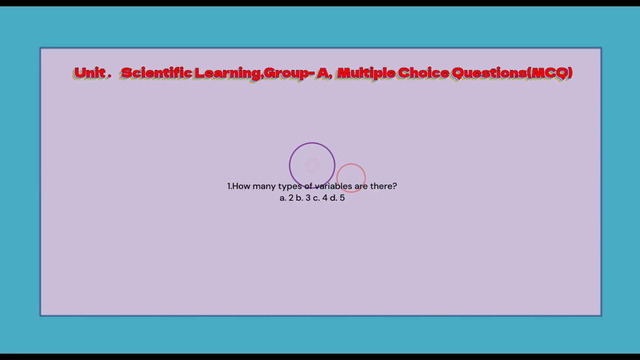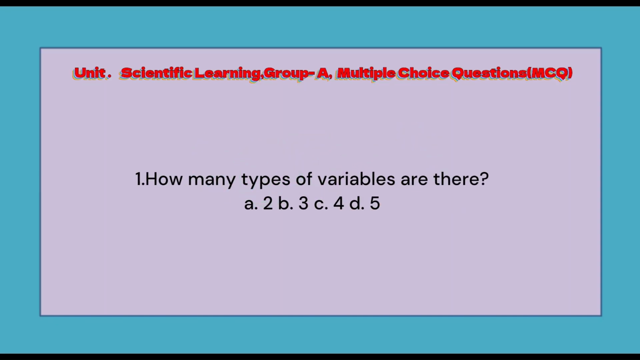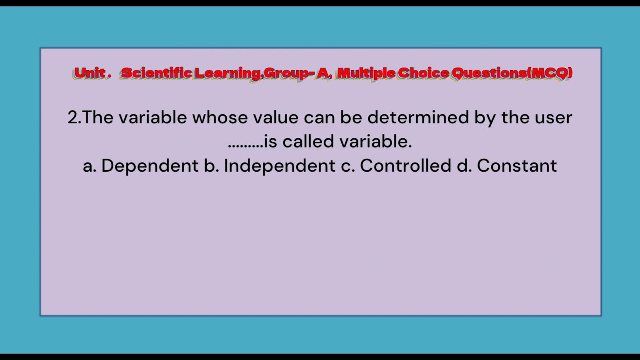MCQ. 1. How many types of variables are there? A. 2. B. 3. C. 4. D. 5. Correct answer B. 3.